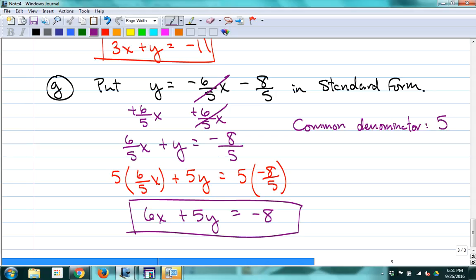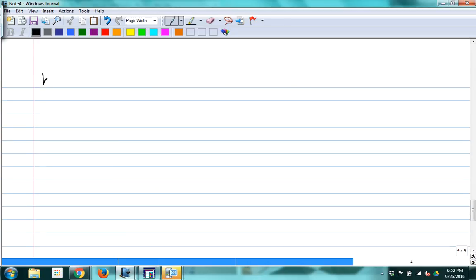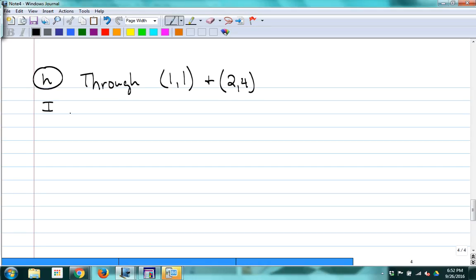So just from scratch, new problem, and get all of the forms: point slope, slope intercept, and standard. And you want to do them in that order because that's the easy order to go in. All right. So example H, through (1, 1) and (2, 4). Let's first do point slope.